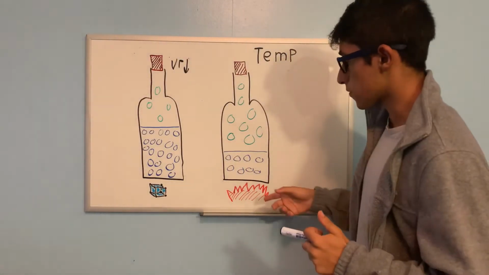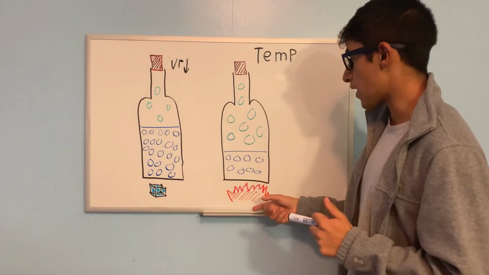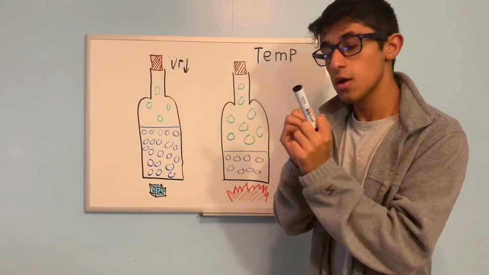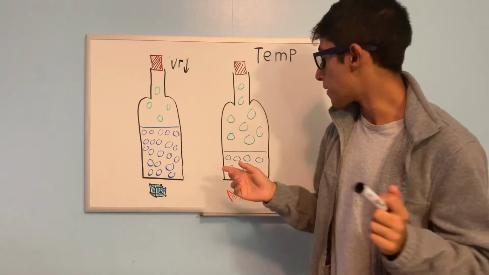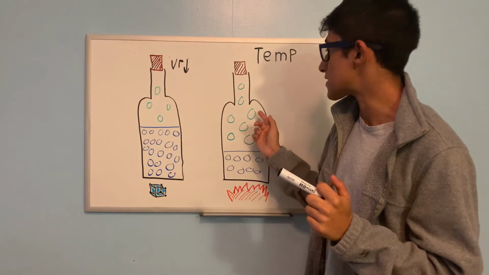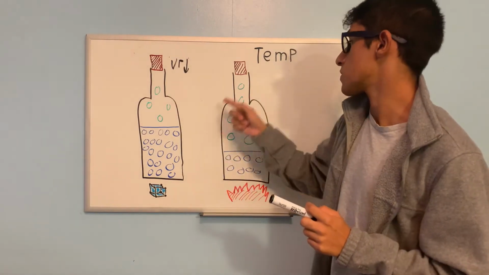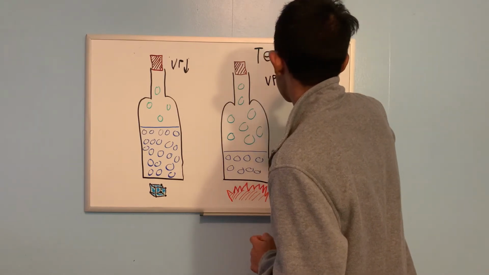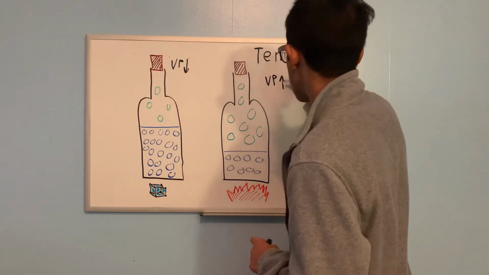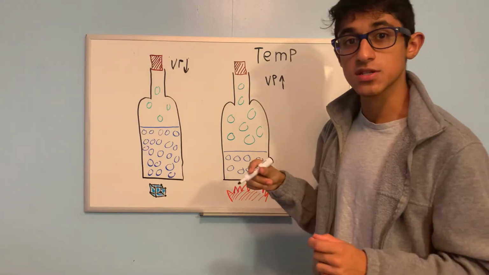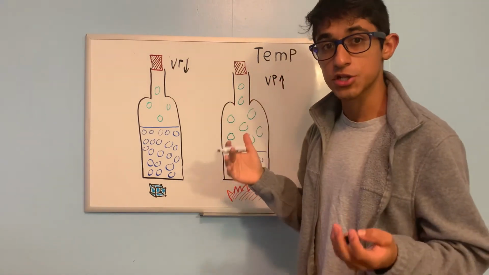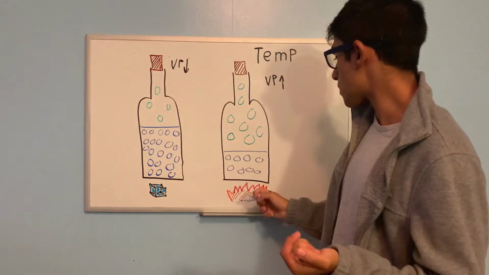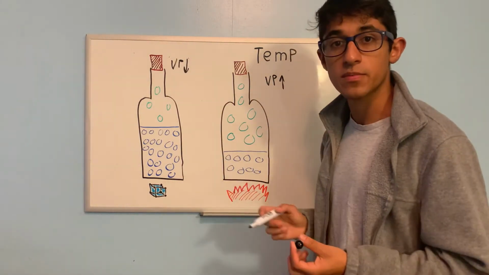Now we have the same bottle, but instead of an ice cube, we have a fire. Remember that if you increase heat, add kinetic energy, molecules will begin to move faster and more water molecules will escape into gas. As a result, there will be more gas particles and vapor pressure will increase. So remember that temperature is different than surface area. If you change the temperature, it will actually change the vapor pressure. In cold temperatures, there's less vapor pressure, and in warm and hot temperatures, there's higher vapor pressure.